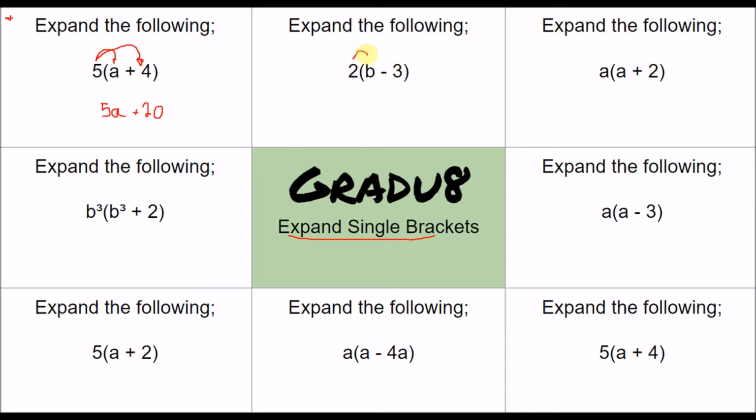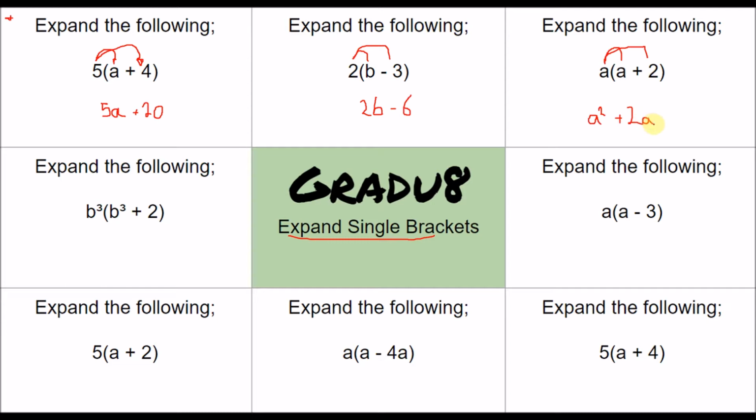If I move over here, 2 multiplies by b to make 2b, and 2 multiplies by negative 3 to make negative 6. So that's a 6 and that's a b. That's that one all expanded, really simple. Slightly different on this one, you've got a letter outside and on the inside. But remember, a multiplies by a to make a squared, and a multiplies by positive 2 to make 2a.